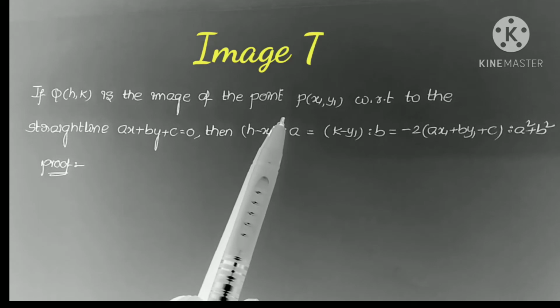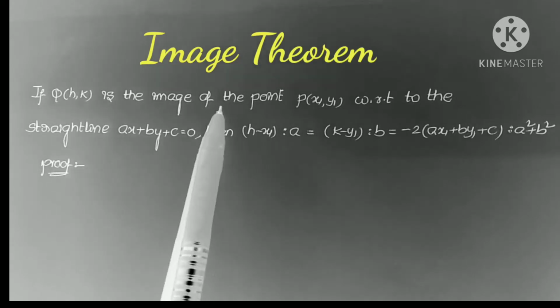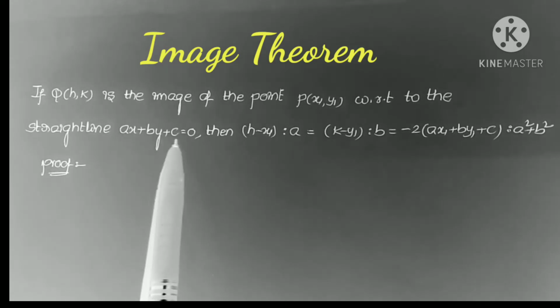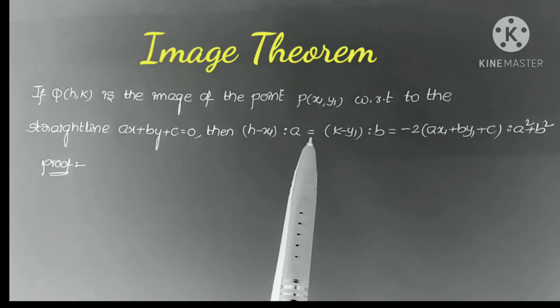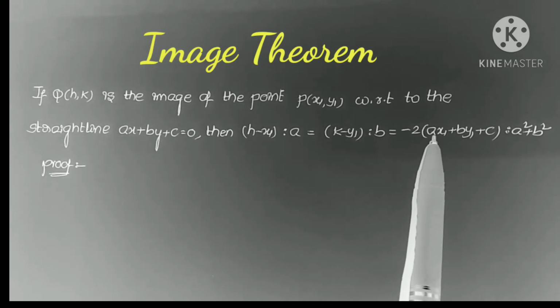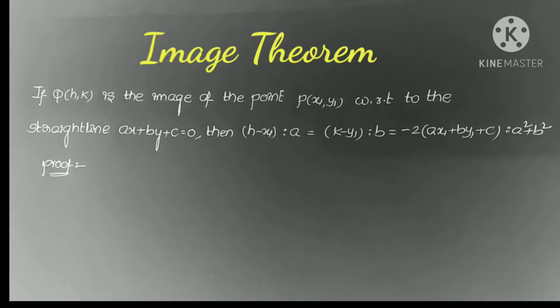This is the image theorem, a very important theorem. The statement is: if Q(h, k) is the image of the point (x1, y1) with respect to the straight line ax + by + c = 0, then (h - x1)/a = (k - y1)/b = -2(ax1 + by1 + c)/(a² + b²). This is the statement.